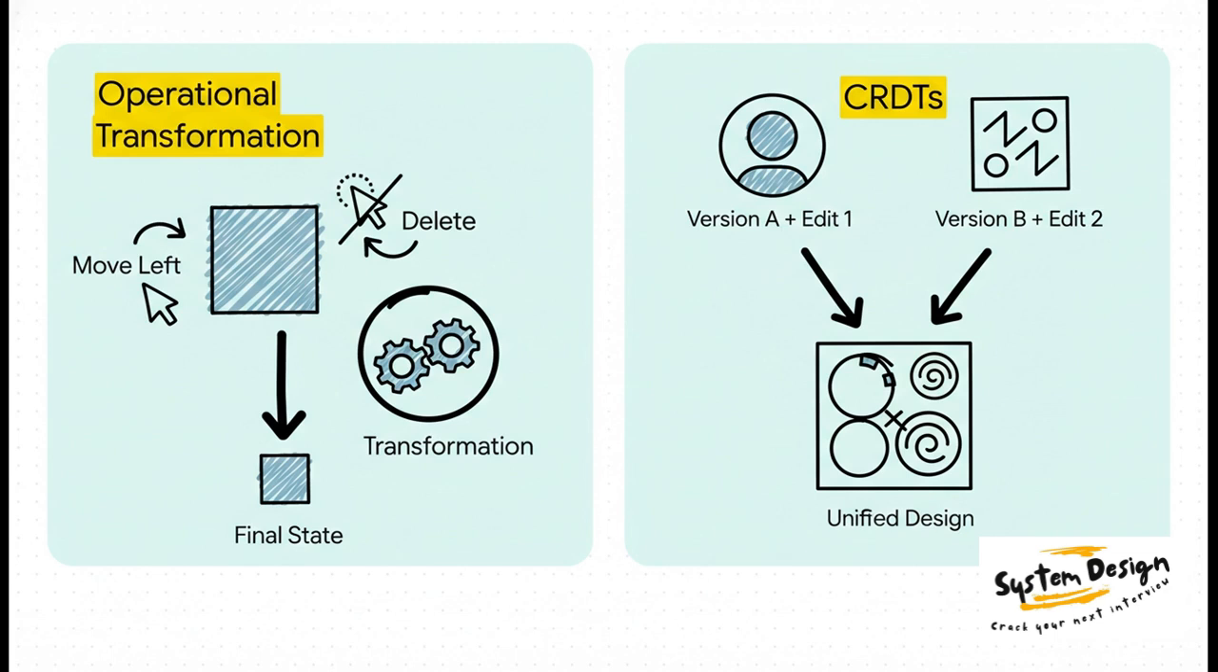Think of it like a central referee that looks at every action and adjusts it based on what everyone else is doing. Another approach is called CRDTs, and these are wild. They're designed so that even if edits arrive in a weird order, the math just works out and the final result is guaranteed to be the same for everybody. It's a critical choice for keeping everyone's work in perfect sync.